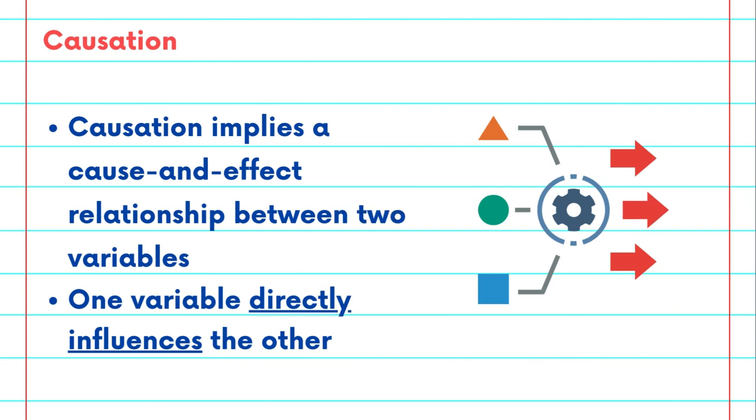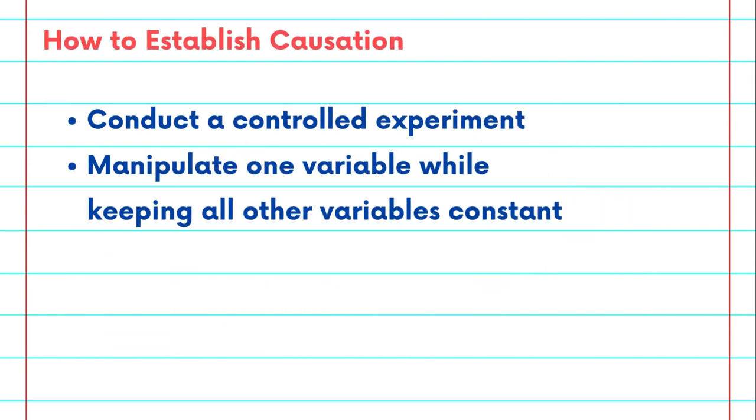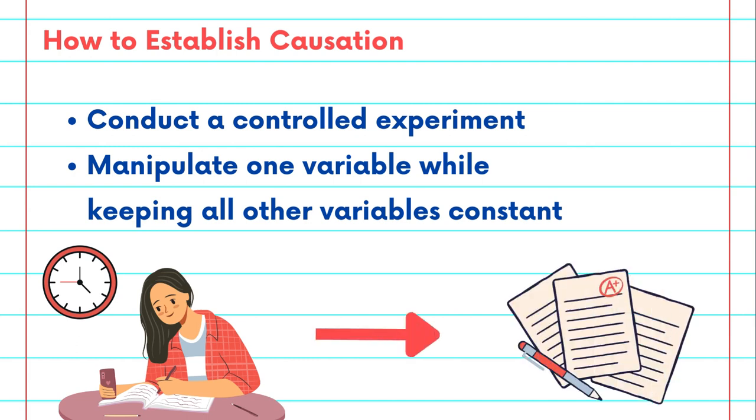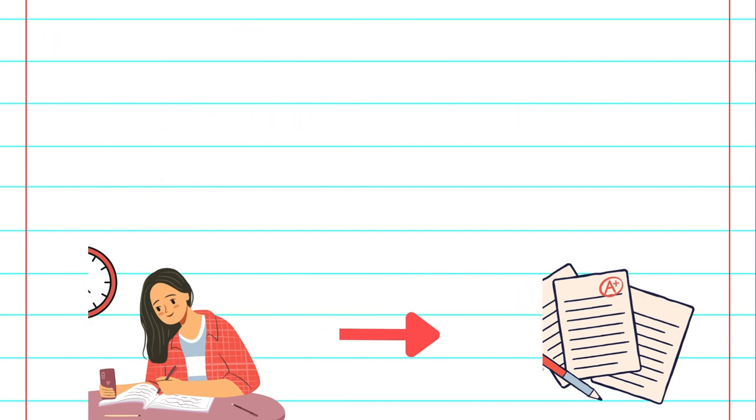Now let's discuss causation. Causation implies a cause and effect relationship between two variables, where one variable directly influences or causes changes in the other. However, establishing causation is more complex than identifying correlation. To establish causation between study time and exam scores, you would need to conduct a controlled experiment where you manipulate study time while keeping all other variables constant. Only then can you attribute changes in exam scores directly to variations in study time.